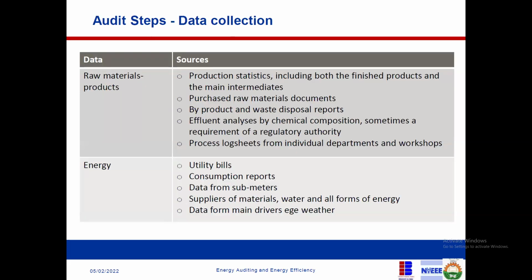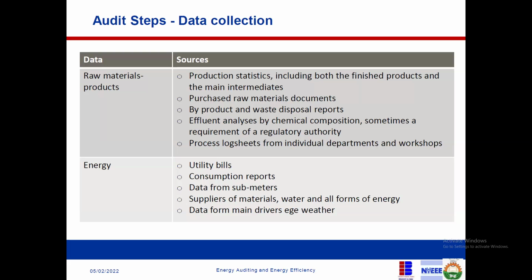So the next thing is data collection. After planning, you've signed agreements, they've given you the go-ahead, then you move to data collection. In data collection, there are different areas you collect data. The first area is your material. You collect data from the beginning to the end. So from raw material, you start collecting data. Such data as production statistics, including both finished product and even intermediates. What are the materials purchased?